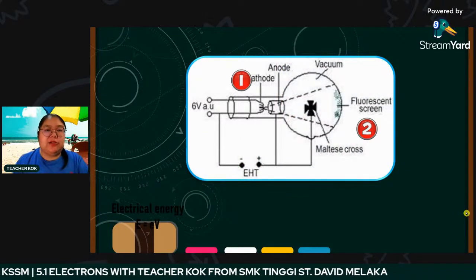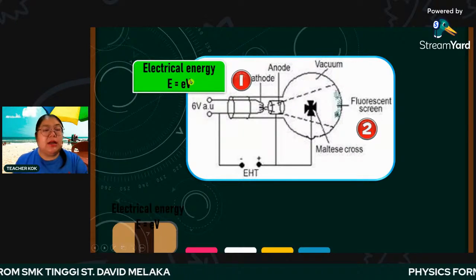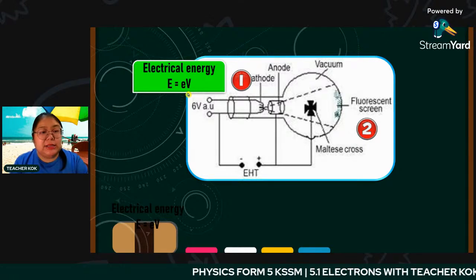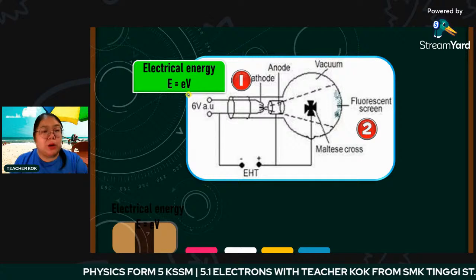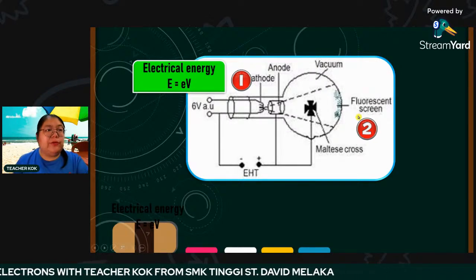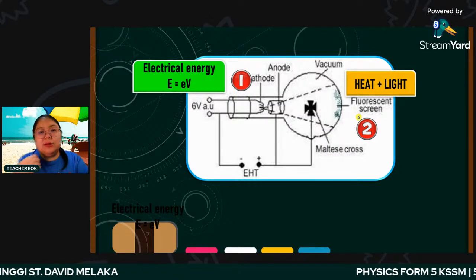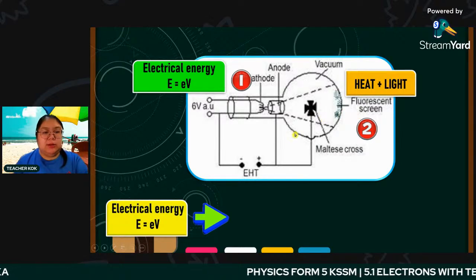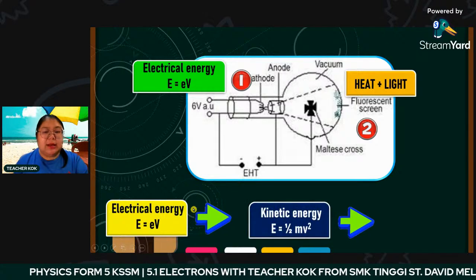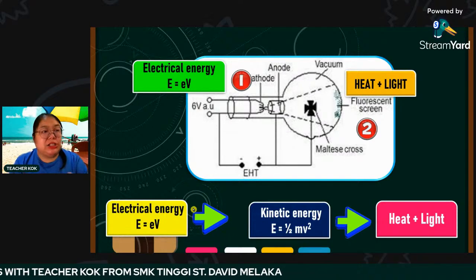Then we go and see the cathode ray. The first part is electrical potential energy. That one is the formula for electrical potential energy. We use capital E: electrical energy equals the electron charge multiplied by the potential difference. After that, it hits the fluorescent screen, so we find there's heat and also light. Then, for the transformation, electrical energy converts to kinetic, and the last one should be heat and also light. This is the energy transfer.